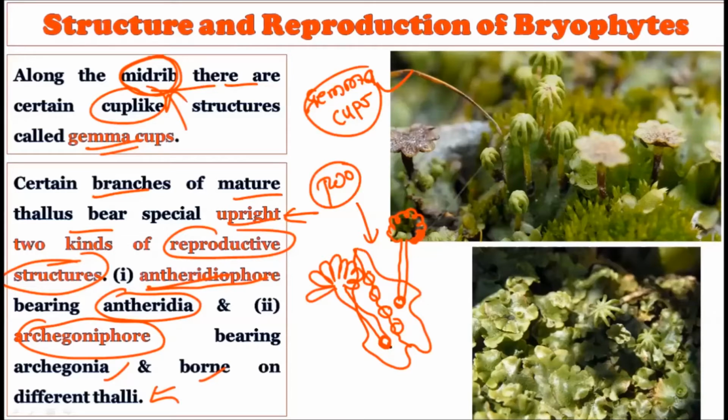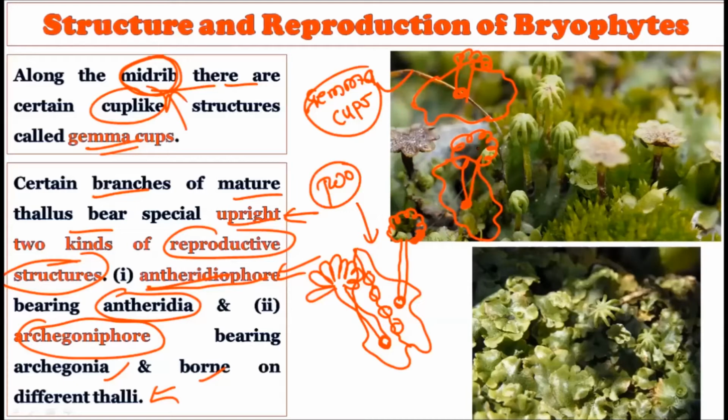Okay, that is, the same thallus is not responsible for the production of both the male gamete and the female gamete. That is, you will never find the antheridiophore and the archegoniophore on the same thallus, but they are always born on different thalli in the Marchantia, because Marchantia shows the dioecious nature. Dioecious nature literally means there will be a male gametophyte and there will be a female gametophyte. The male gametophyte will possess the antheridiophore and the female gametophyte will possess the archegoniophore. Okay, so antheridiophore and archegoniophore are always born on different thalli in the Marchantia, because these Marchantia are dioecious in nature.